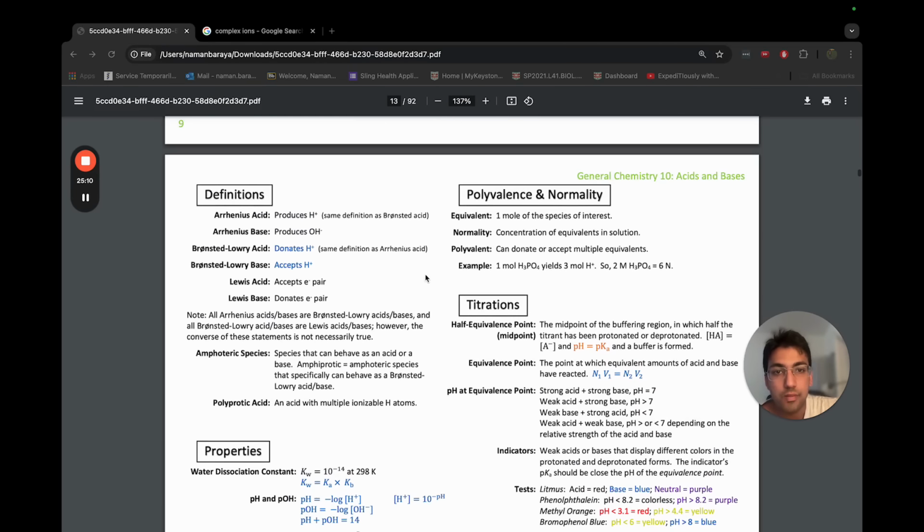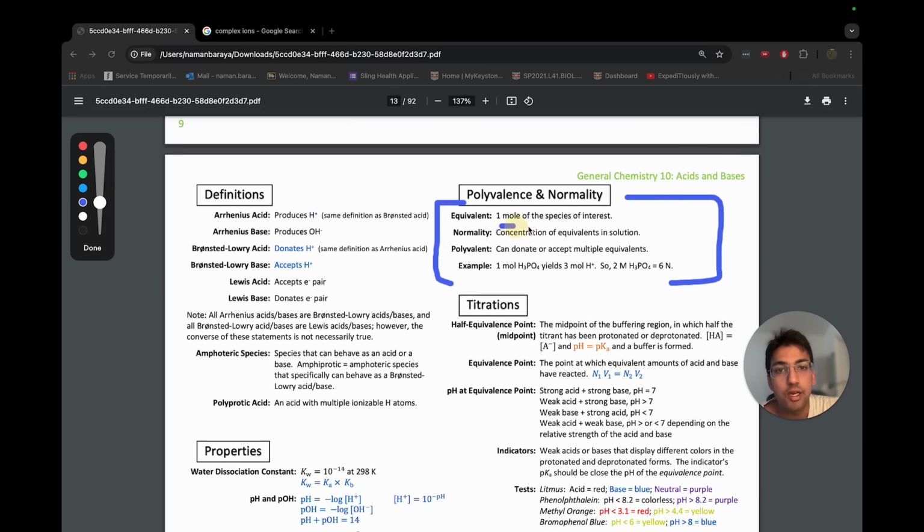Okay, now we have polyvalence and normality. So we've kind of already gone over that. Equivalence is 1 mole of the species of interest. Normality is the number of equivalents in a solution. And so if I took H3PO4, there's 6 equivalents or 6 normality of this, because 1 mole of this creates 3 moles of H+, so 2 molar of this is 6 normality. Okay, now we have polyvalent. Polyvalent means that it accepts multiple equivalents or donates multiple equivalents. So this is a polyvalent acid like we talked before.